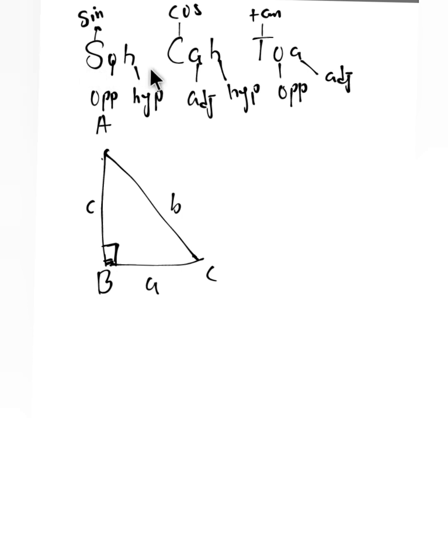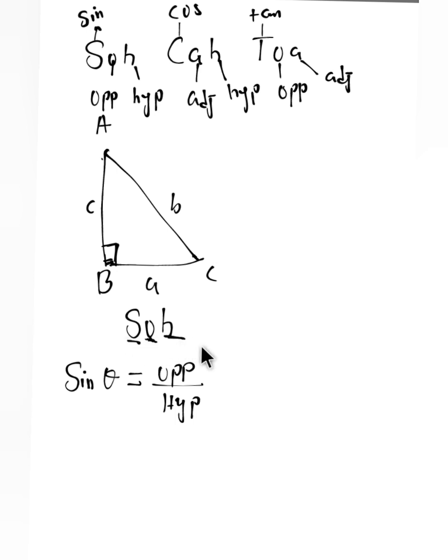The first is SOH. S is for sine theta. So this implies that sine theta is equal to O, opposite, over H, hypotenuse. So if you can remember, sine theta is equal to opposite over hypotenuse. It's as easy as that.